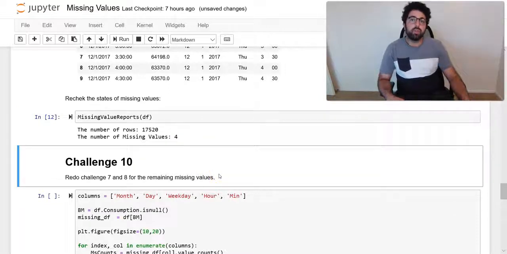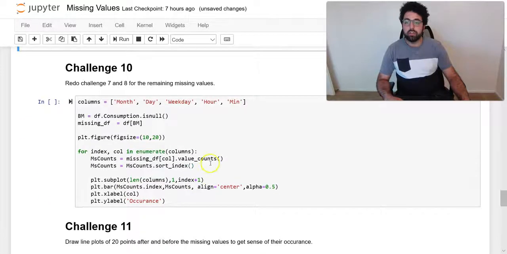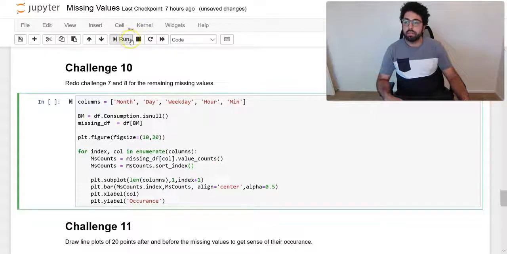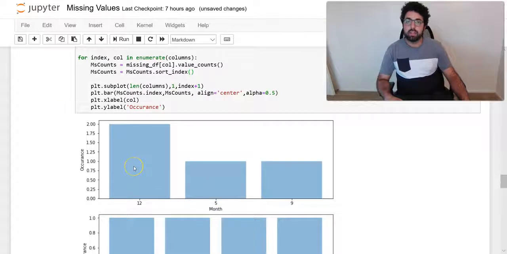So let's do the same thing and sort of figure out if there are any propensities about these missing values happening at the time that we are seeing. It's basically the same thing. Now I can see that on month 12 there are 2 missing values, and on months 5 and 9 there seems to be a pattern on month 12, but it's not glaring, or it's not significant.